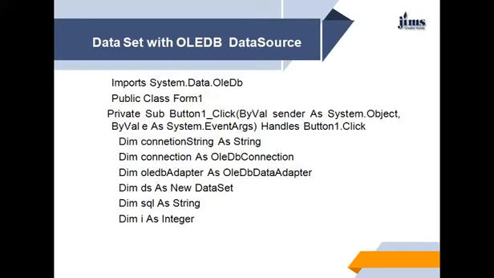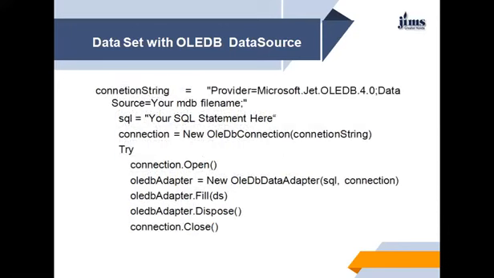Now we will take a DS. DS is a variable of type DataSet: DS As New DataSet. So now we are making an object of the new dataset. Dim SQL as String and Dim I as Integer. Now connectionString equals Provider equals Microsoft.Jet.OLEDB.4.0. In the next line it should be written as Data Source equals your MDB file name. Whatever your MDB file is, that will be the data source. SQL equals your SQL statement here.